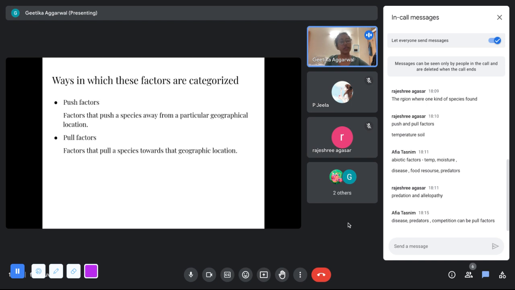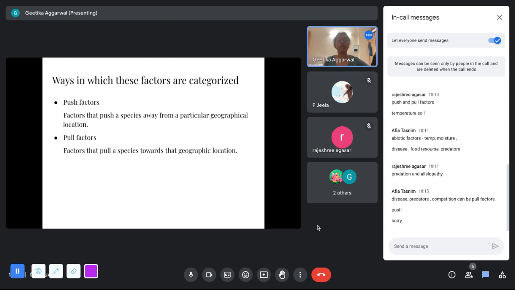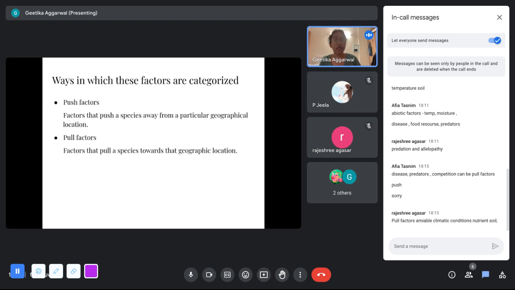Okay, disease, predators, competition can be pull factors. Ayusha or Afia? Yeah, push factors, yes. So the disease, the predators, and the competition, these will be some push factors that will drive you away from a particular area. If there is a high number of predators in that particular area, you would want to avoid that area and go occupy some other region that has a low amount of competition and low amount of predators.